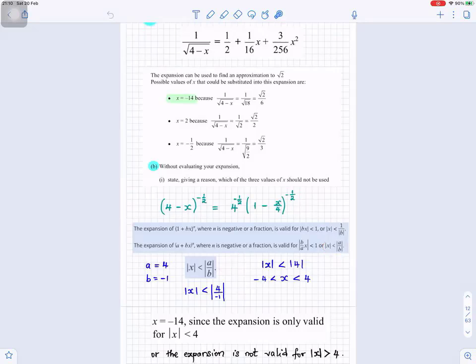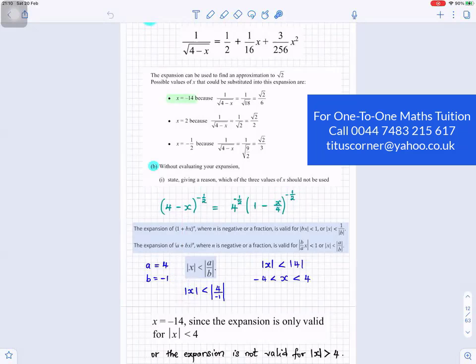That formula there. What's our a? Our a is 4. Our b is minus 1. So the absolute value of x should be less than 4 over minus 1, which means the absolute value of x should be less than 4. Which means minus 4 is less than x less than 4. So between minus 4 and 4.